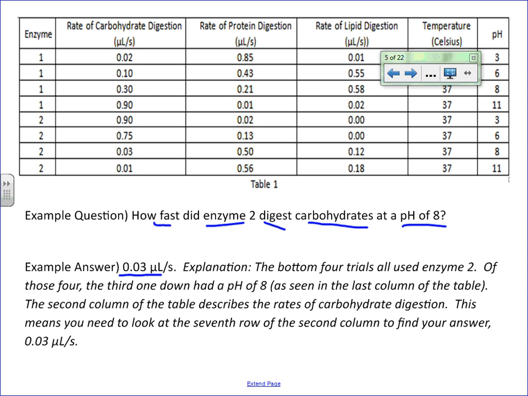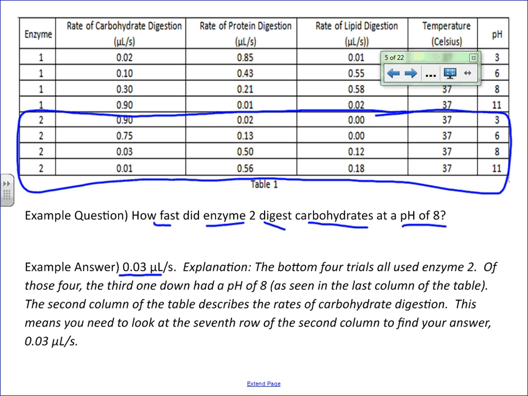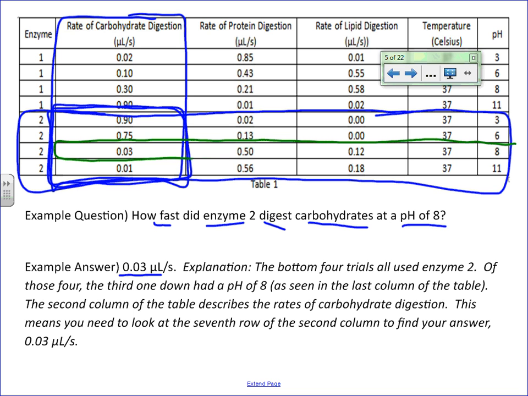Take a look at it. We're looking at enzyme 2, which means we only care about that. Which substrate are we looking at? Carbohydrates. So we only care about this row, which means right now we only care about this particular box section right here. And what else do we care about? A pH of 8, right over here. So where do all of our boxes intersect? 0.03, and here's our speed, in microliters per second.